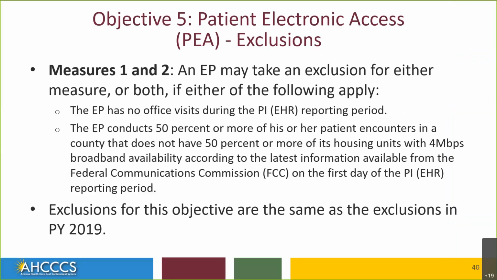For measures 1 and 2, an EP may take an exclusion for either measure or both if either of the following apply. The first one is the EP has no office visits during that PI reporting period. The second is if the EP conducts 50% or more of his or her patient encounters in a county that does not have 50% or more of its housing units with 4 megabytes per second broadband availability, according to the latest information available from the Federal Communications Commission on the first day of the PI reporting period. Exclusions for this objective are the same as the exclusions imposed in year 2019. Next slide.